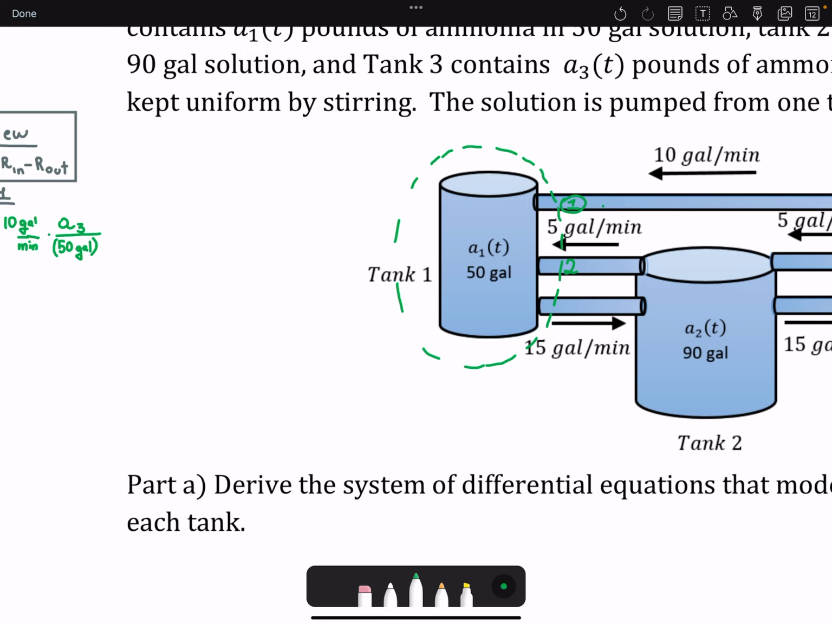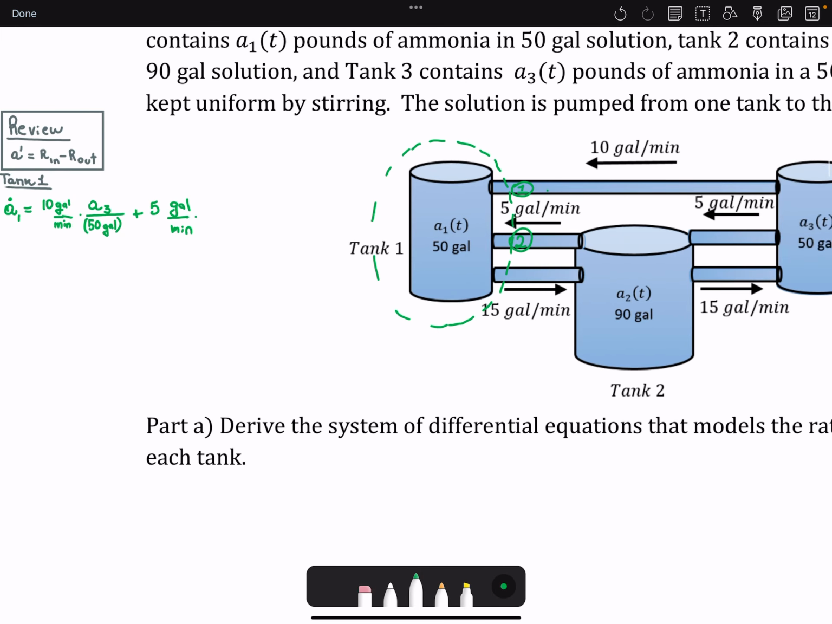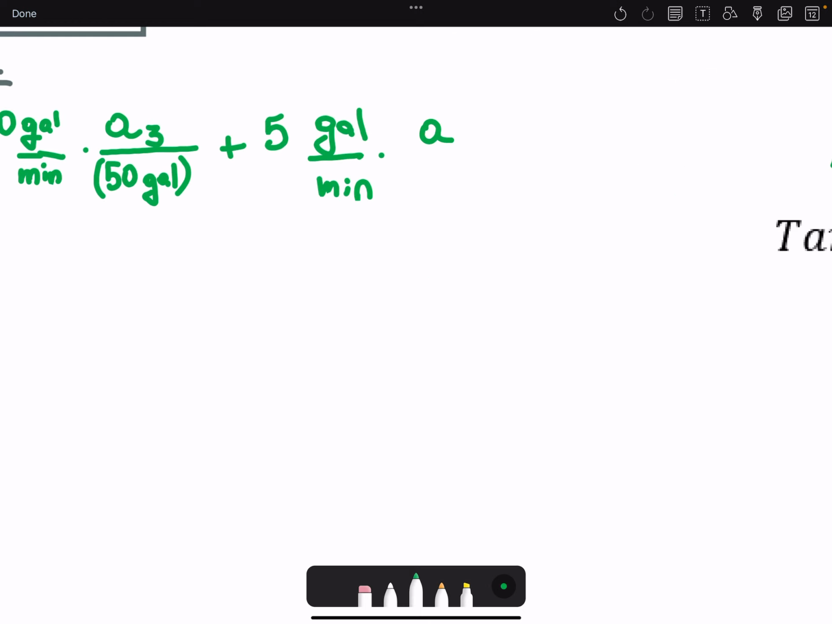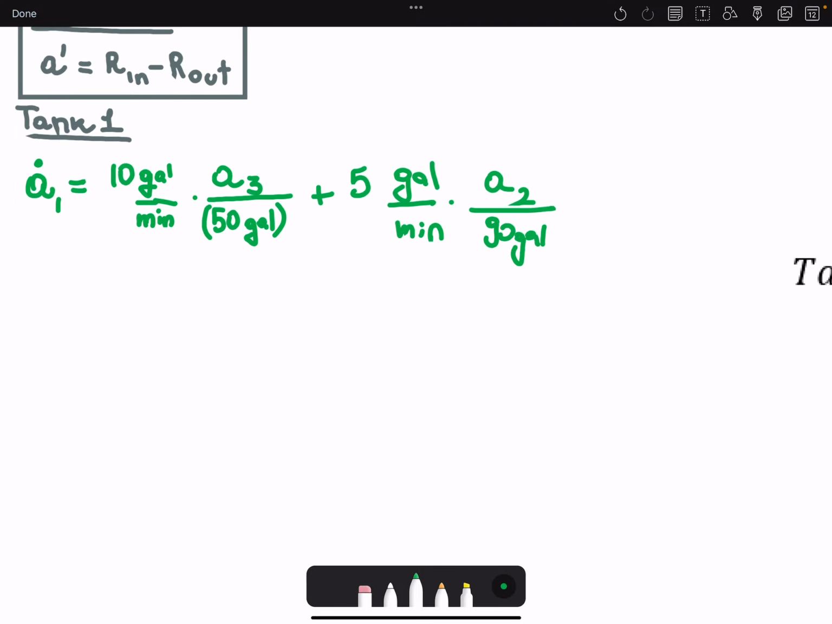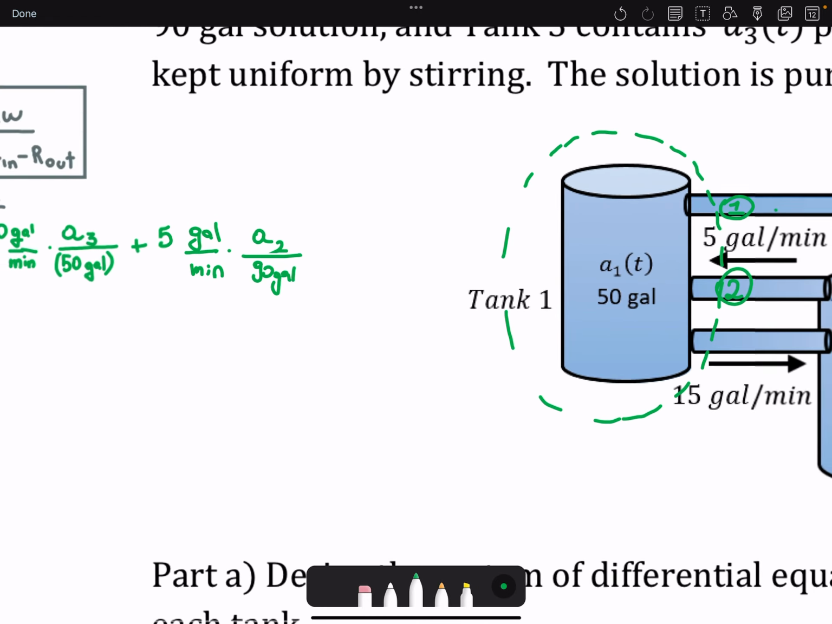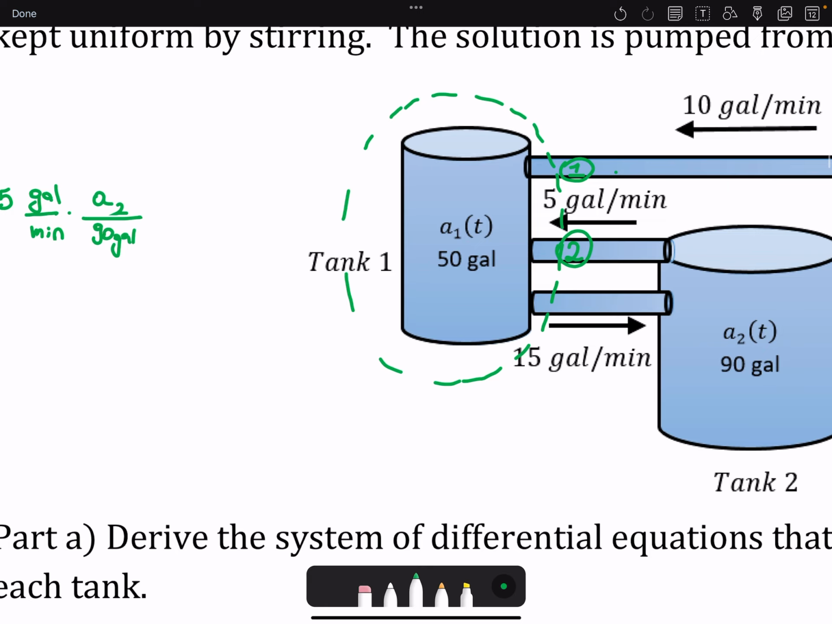Now let's look at the second one. We have something else going in. So we're going to add 5 gallons per minute, because that's what it tells us. And where is this coming from? Well, that is coming from tank 2. So A sub 2, divided by 90 gallons. And notice how the units beautifully cancel out, and we get a rate of the amount of salt in pounds divided by minutes, which is what we want. So we have 5 gallons per minute times A sub 2 over 90 gallons.